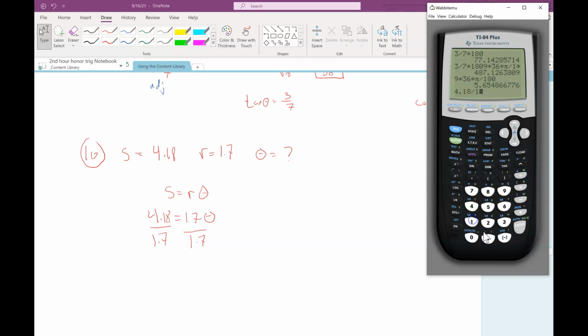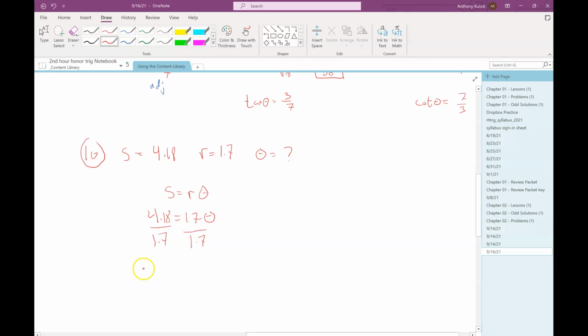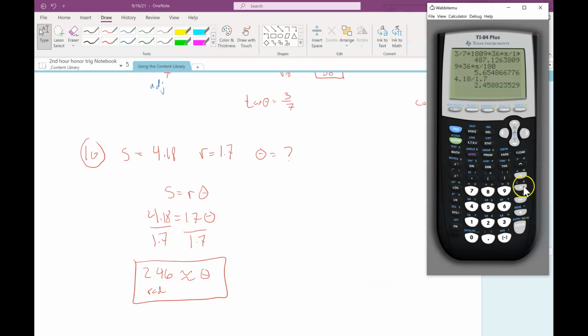So 418 divided by 1.7 gives me 246. Oh, so it doesn't matter if it's degrees or radians? No, if you wrote the answer in degrees, you would multiply by 180 over pi. So 140.88 would be fine also. It doesn't specify which one it wants. Either would be fine. Is that cool? Yeah. You're welcome. Jose, can you please do 39?